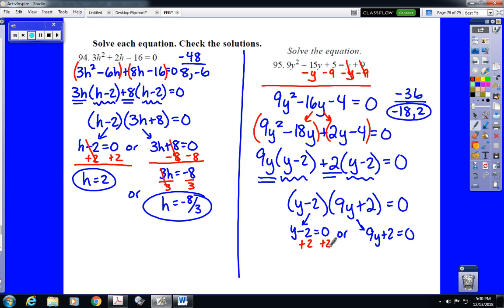I'm going to add 2 to each side, which gives me my first answer of y equals 2. And on the second one, I'm going to subtract 2 from each side, which would give me 9y equals negative 2. And then divide by 9, which would give me y equals negative 2/9.